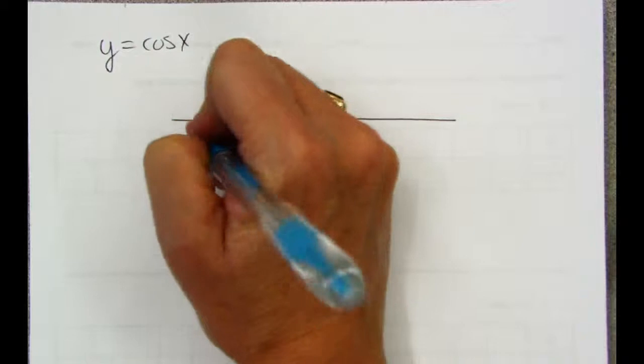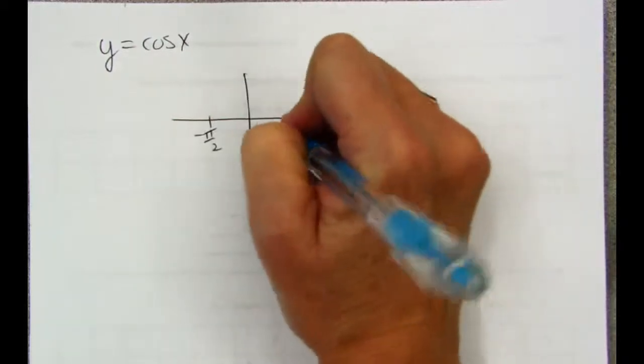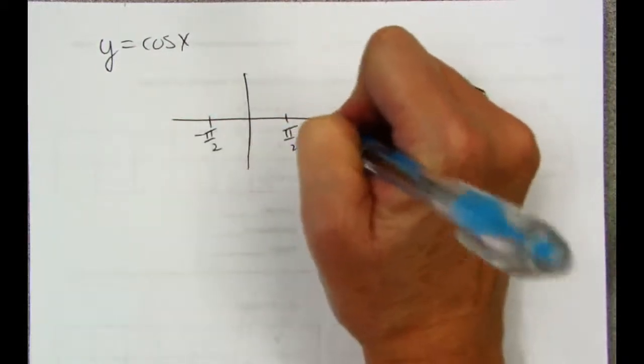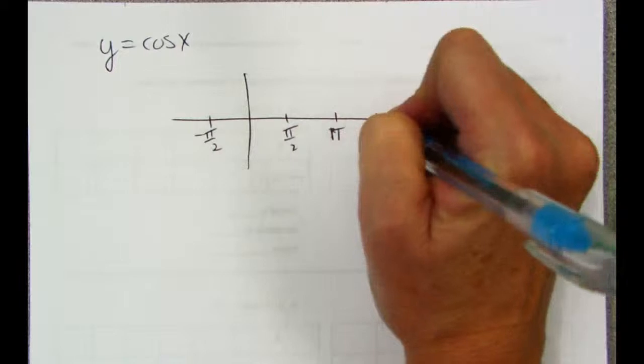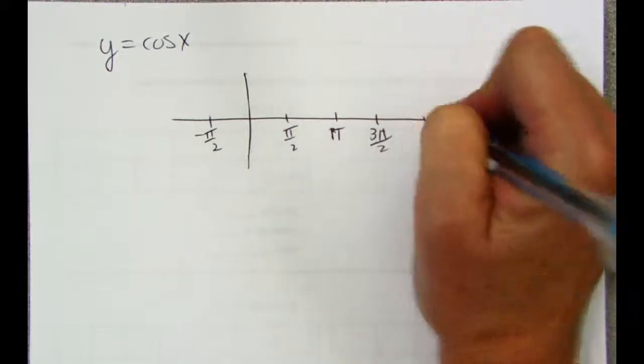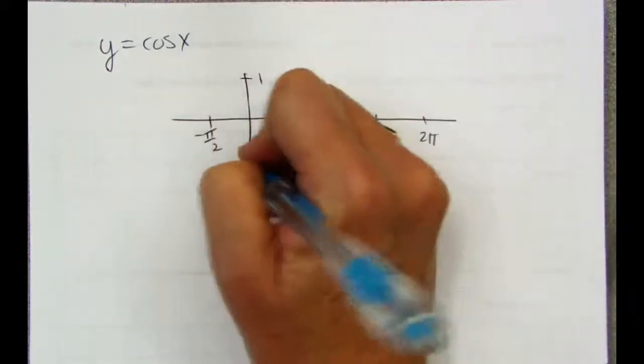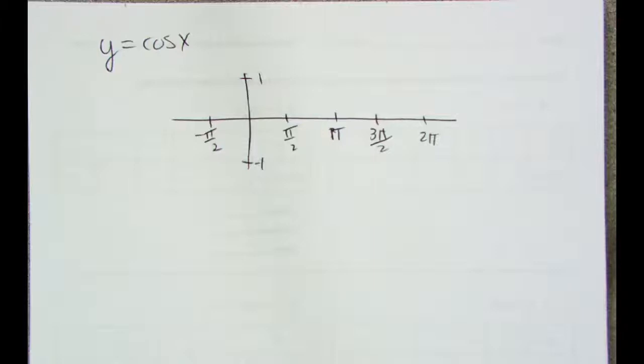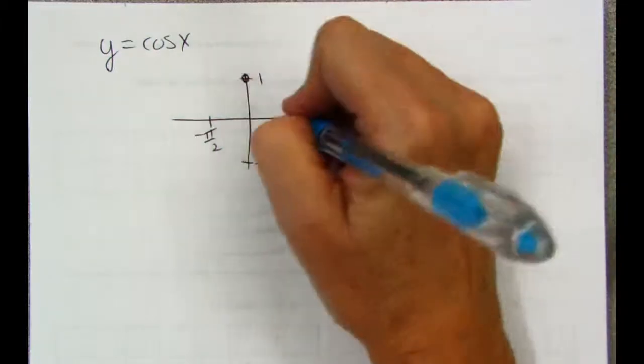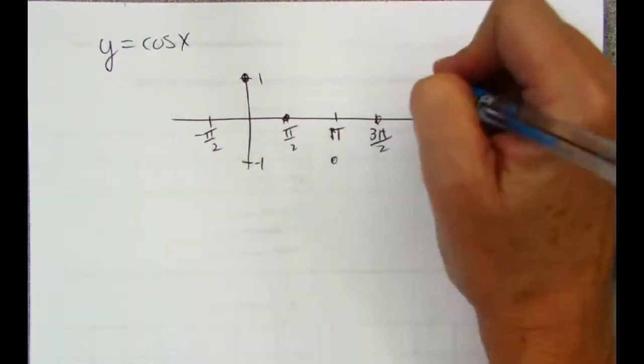All right, let's do cosine. Y equals cosine of x. I'm just going to graph it first, and then figure out where I might need to restrict this one. Let's go back to -π/2, π/2, pi, 3π/2, and 2π, and I need to go up to 1 and -1. For cosine, we start up high. Here, here, here, here, and here.